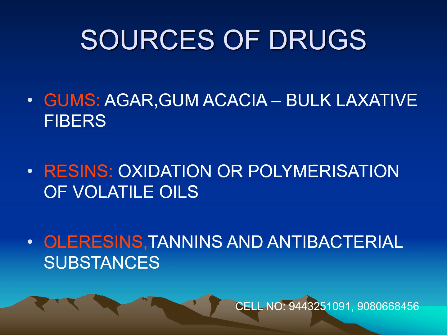Then the gums, agar-agar, gum acacia, these are the bulk laxatives that are obtained from gums. So gums are again yet another source of drug. Then the resins. Oxidation or polymerization of the volatile oils gives the resins. Sometimes the resins have been used in the treatment of various diseases. The resins are usually combined with an active drug and given in various formulations. Examples are oleoresins, tannins, and some of the antibacterial substances, which are typical examples of resins.